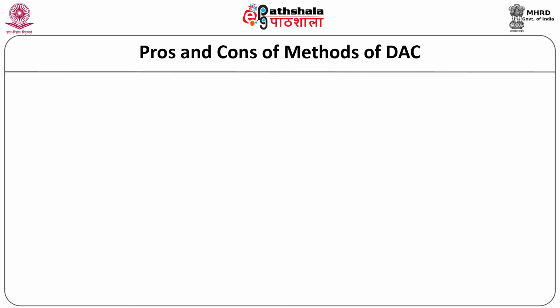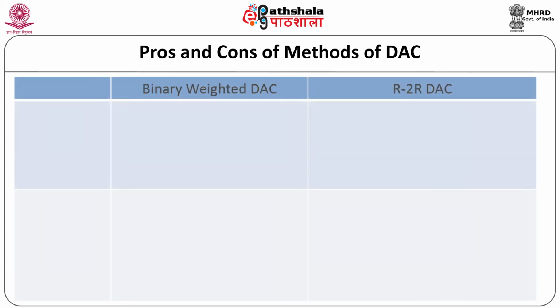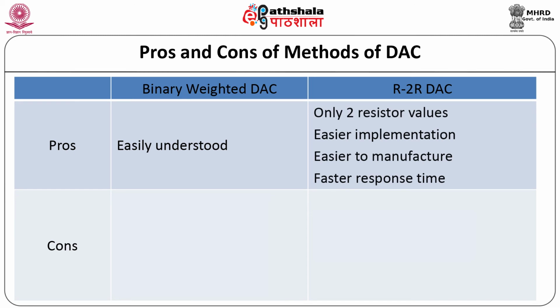We have seen two methods of digital to analog converters. Each method has certain pros and cons. As far as binary ladder network is concerned, it is found that it can be very easily understood and it uses only two values of resistor. The implementation of this method is quite easy.